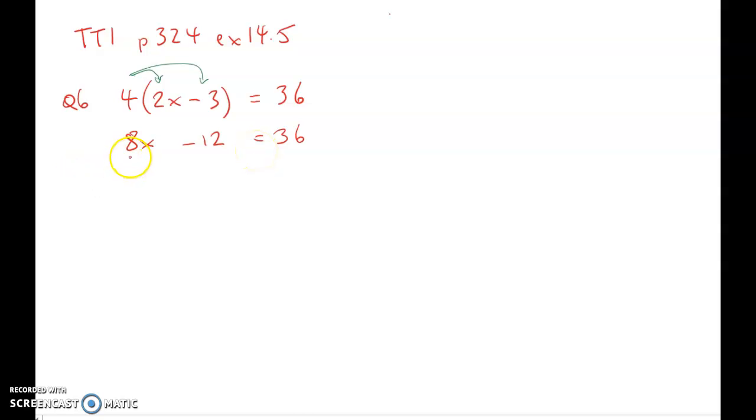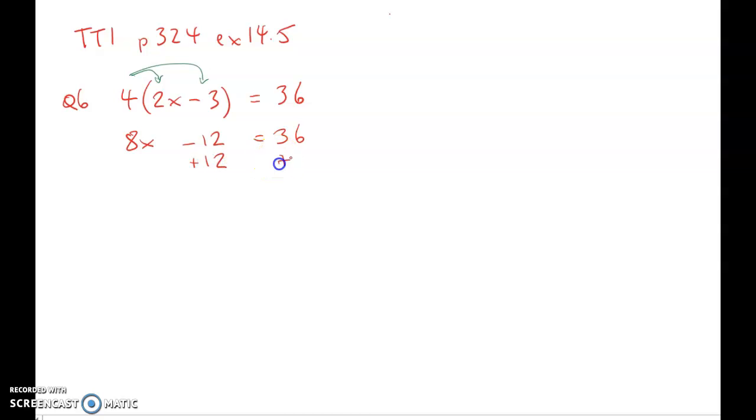So then next I want to get the x's on one side and numbers on the other. So we're just following the same process you would have done with the work in exercise 14.4. The brackets are just an extra layer to deal with. So here we've got the x on one side, but the numbers aren't all on the other side. We got this minus 12 in the way. So how do we get rid of minus 12? We add 12 to both sides.